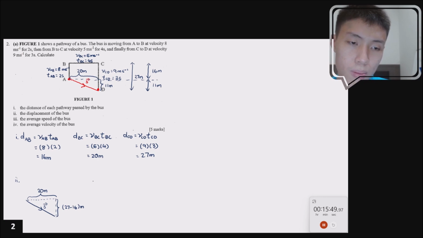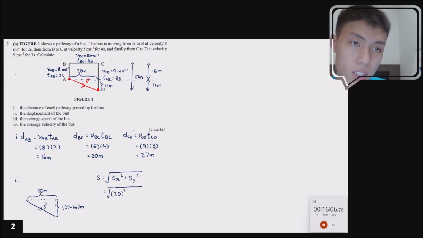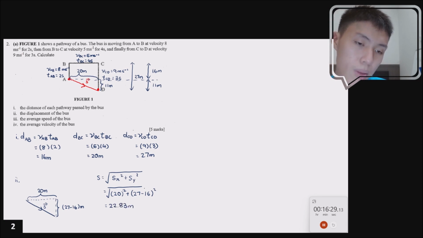What I can do is just sum them up. So displacement is equals to the square root of sx squared plus sy squared, and sx we know that it's 20 square. The unit is right, the unit is meter, no problem. This one is 27 minus 16 square. So let's try to calculate it. 20 square plus 11 square. So that is 22.83 meter. Okay, so that's the magnitude of the displacement.